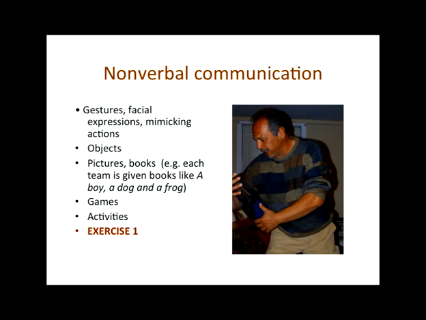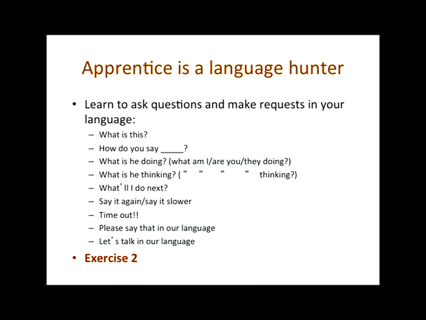I mentioned the apprentice is a language hunter. So the second exercise that you do in the first training is to have the apprentice start learning how to ask questions, how to ask for language in the language. So "what is this" is one question. It may not be directly translated, for all kinds of reasons. For example, some languages have different questions depending on the shape of the object. So the apprentice will have to go through that kind of issue first.